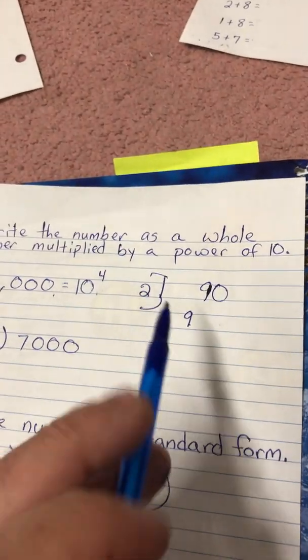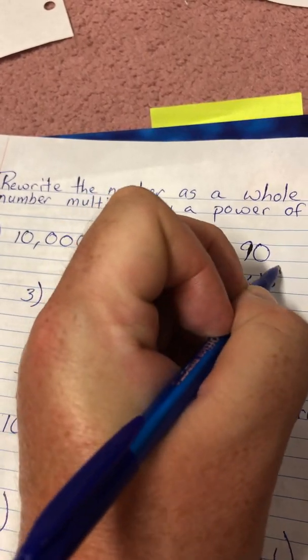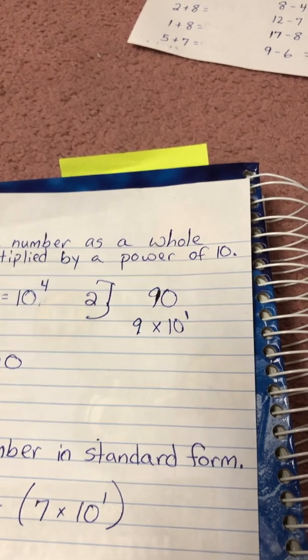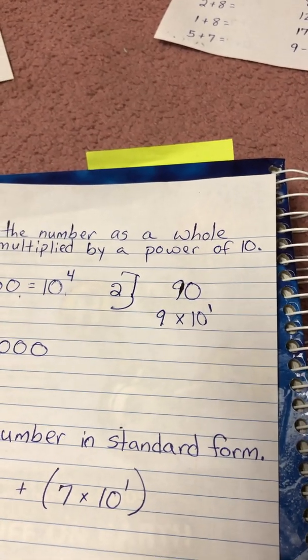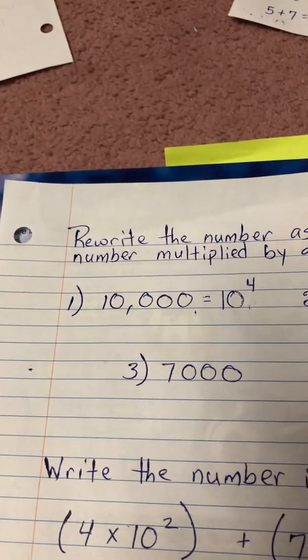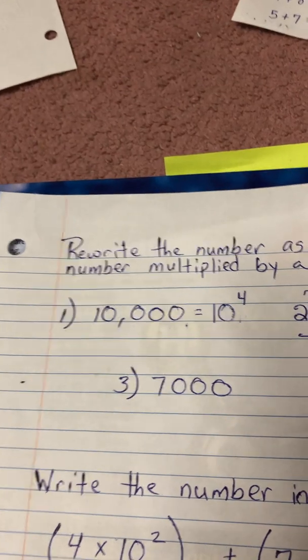But it wants it written as a power. So it's just 10, which means I'm going to do 10 to the power of 1. Okay, and I'm just going to write that as 9 times 10 to the power of 1. Now I want to backtrack here to number 1 and just let you know, I will accept 10 to the power of 4 as an answer.